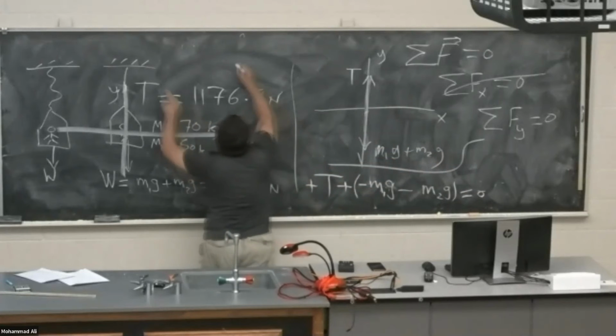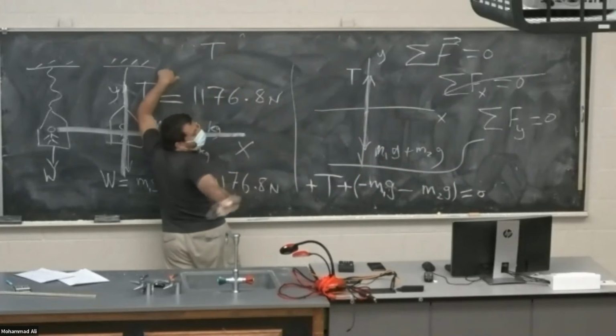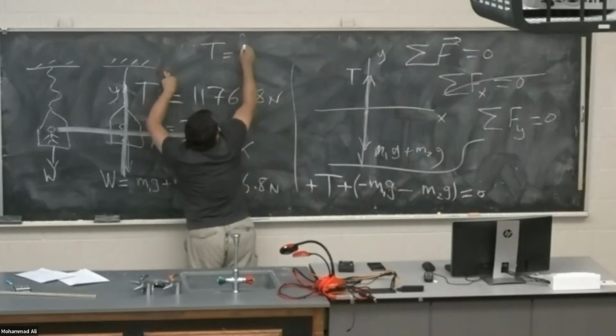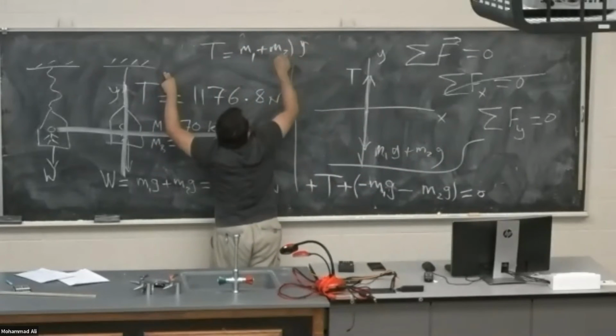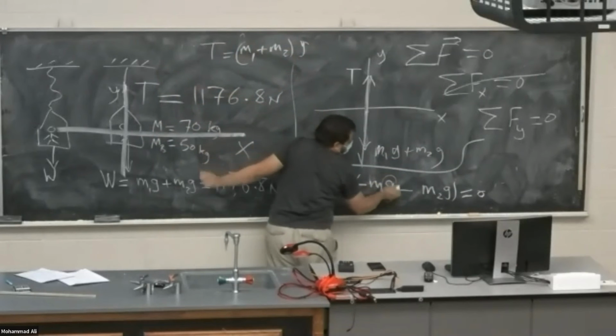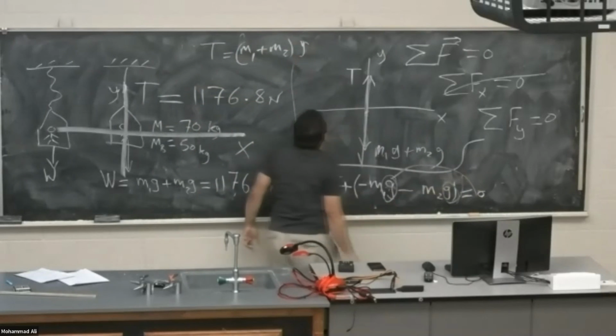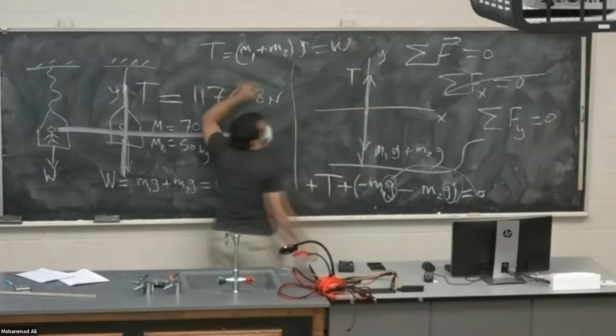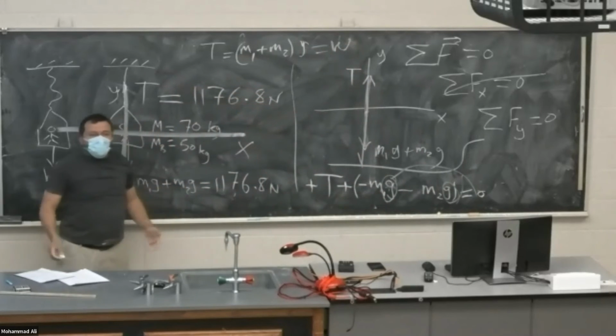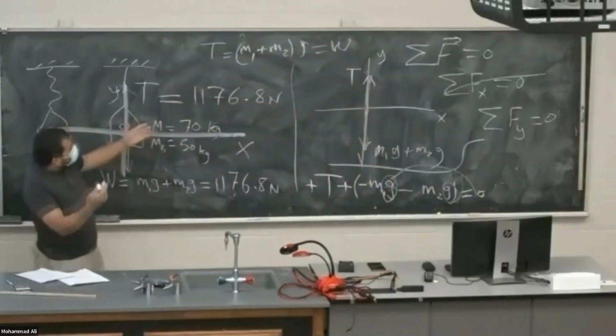So the tension force here, I will write it. It is M1 plus M2 multiplied all by G, because I can take G outside as a common factor, which is the total weight. This is the balance or the equilibrium condition. It is satisfied now.